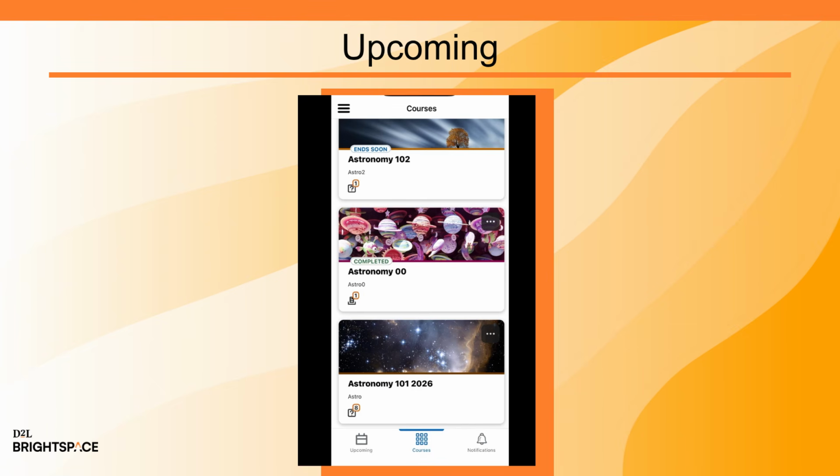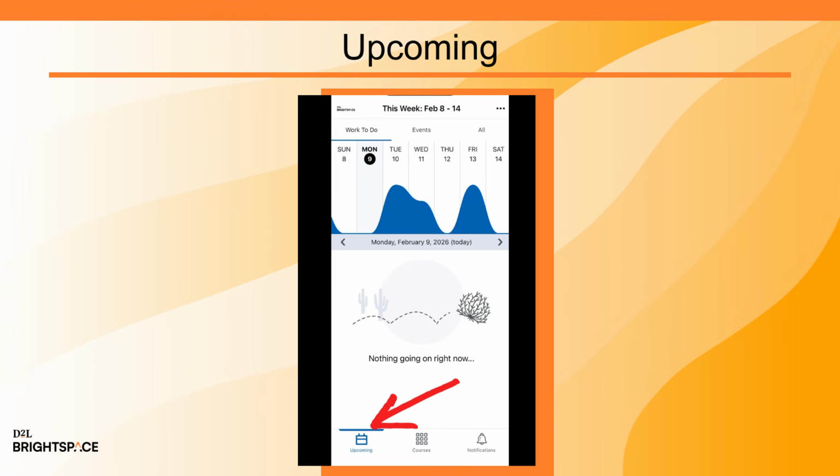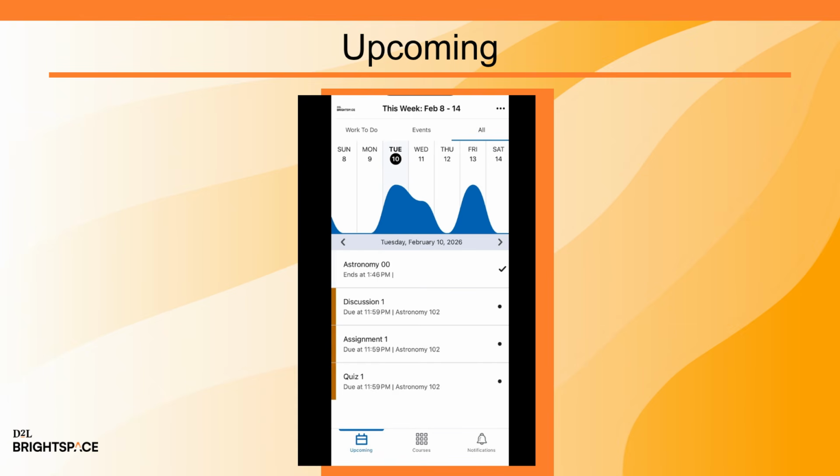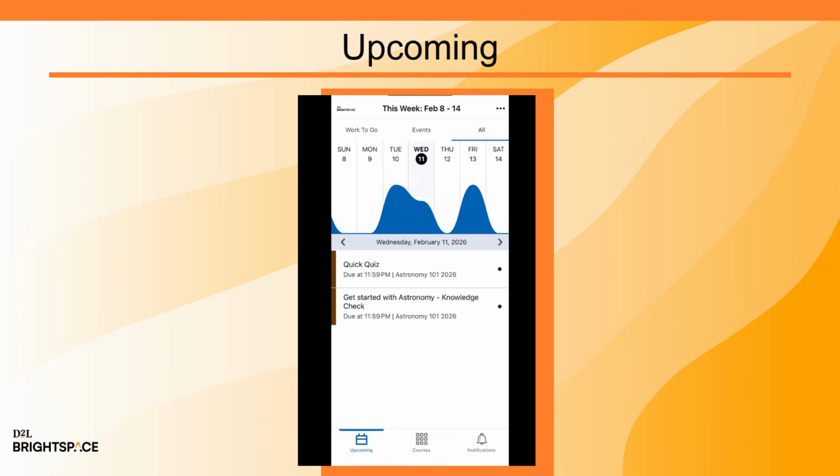To quickly view upcoming work across your courses, tap Upcoming. A graph displays the amount of upcoming activity at a glance. You can filter this view by selecting Work to Do, Events, or All. A summary of activities due each day also displays, showing the due time and the associated course. Tap a date in the calendar to view the activities due on that date.